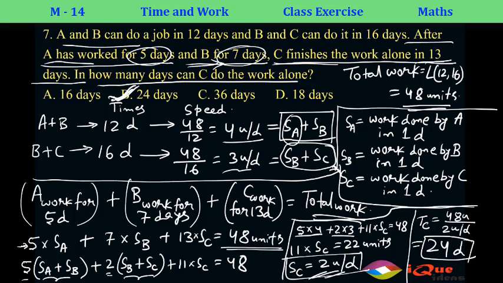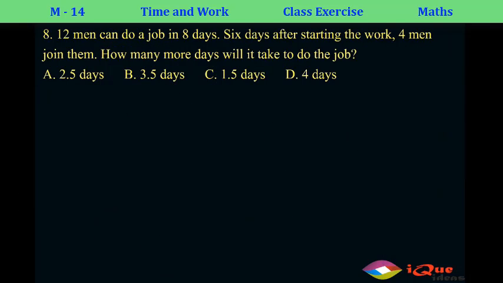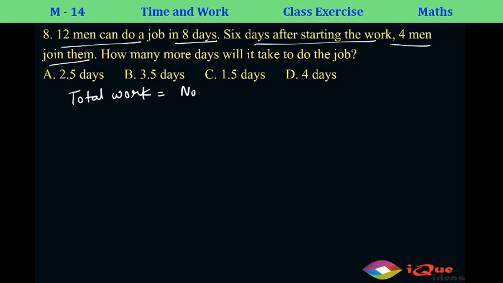Okay, now let's go to the next question. Now this question says 12 men can do a job in 8 days. 6 days after starting the work, 4 men join them. Now this is based on the concept that we have done earlier also. Total work is equal to number of people into efficiency, that is the speed, into the time or the duration. Alright, this is how we have to do it. So number of people into number of days. Basically time means number of days.